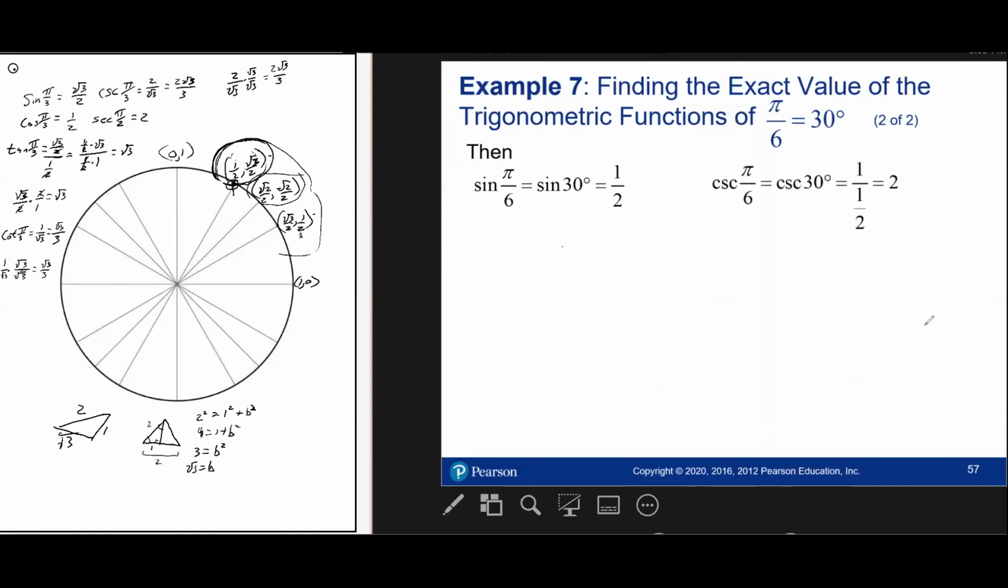And the cosecant is a reciprocal, so that's going to be 2, the cosecant. And the cosine is going to be the square root of 3 over 2, right? Square root of 3 over 2, that's our x value. And the secant is going to be the reciprocal of that, which is 2 square roots of 3 over 3.